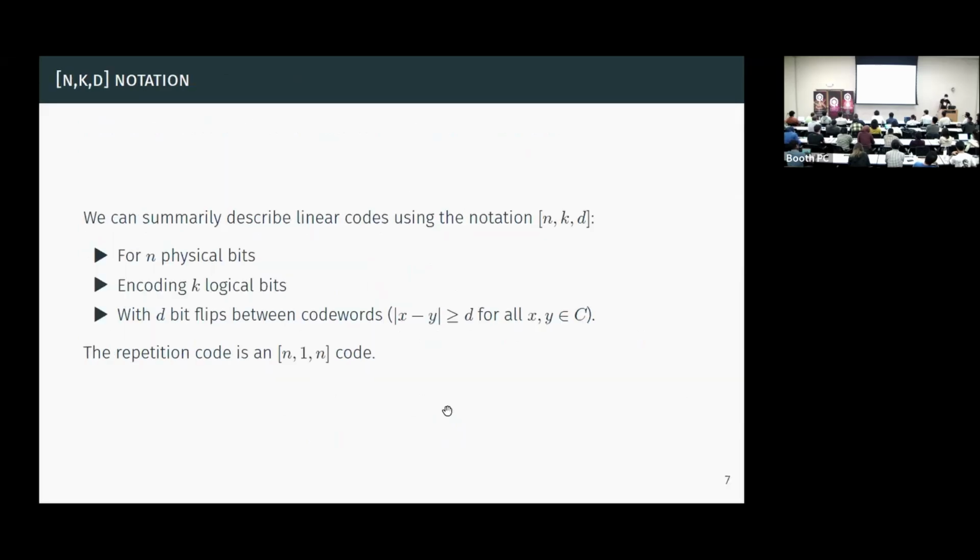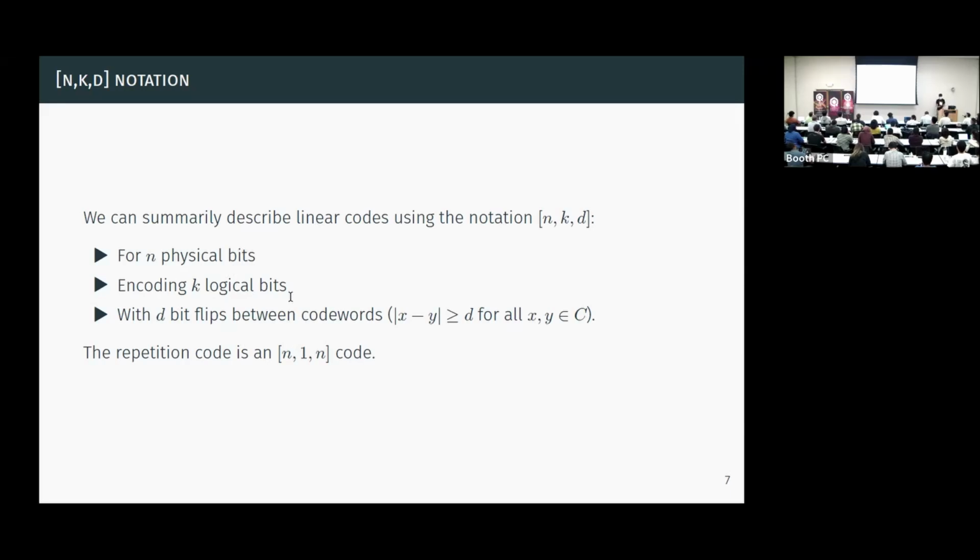Okay, so we can summarize the properties of our linear codes by using the n, k, d notation. n here stands for the number of physical bits that we use to encode our logical information. k here is the number of logical bits that are encoded in one code block, in one code word. So in particular, for the repetition code, we have k equals 1 because we're encoding 1 logical bit. And finally, d stands for the code distance. And this is a bit trickier to compute.